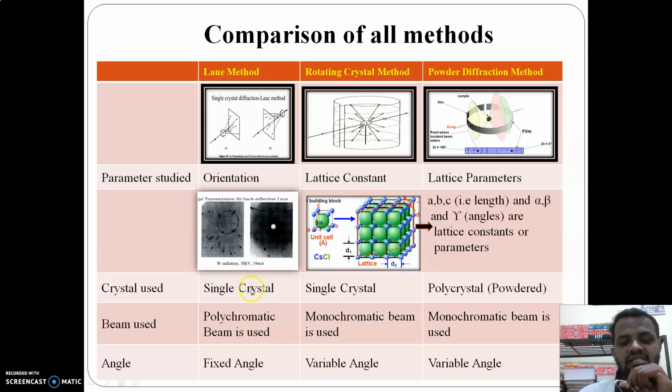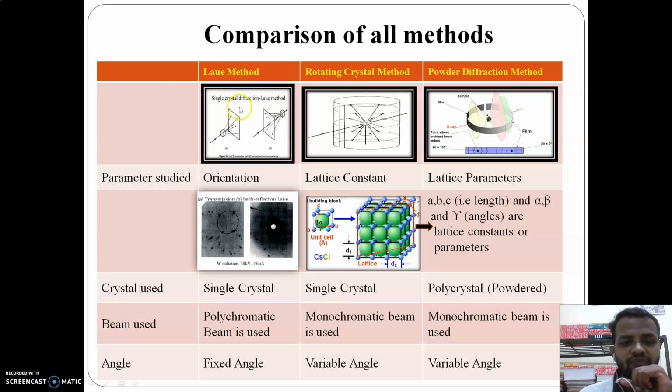Here single crystal stands for intact crystal. Okay, so we are having a single intact crystal. Here also we are having a single intact crystal, but since we are powdering the intact crystal into powder form, we will be getting polycrystals. That's why the word used here is polycrystal. This is the difference between the three methods with respect to the crystal used.